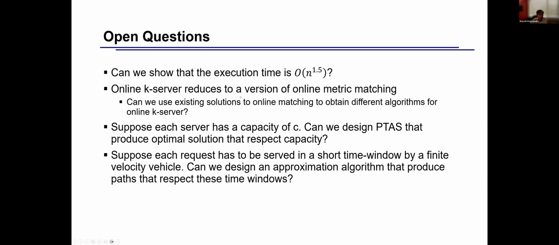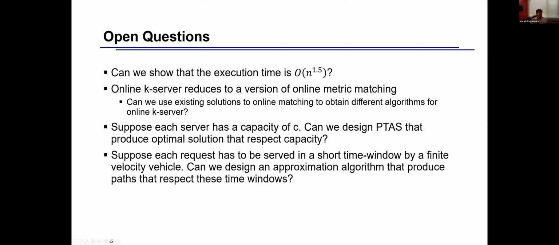Doing better than into the 1.5 may require some interesting techniques that may actually shed light into the general matching problem itself. Then the second very interesting open question is this. So basically, when I gave the reduction between fixed time vehicle routing problem and online metric matching, what that also establishes is an interesting connection between the offline k-server and the matching problem, right? So now one may ask the same question about online matching and online k-server. Because if you go back to the online problem, basically a reduction implies that the online k-server reduces to a version of the online metric matching.